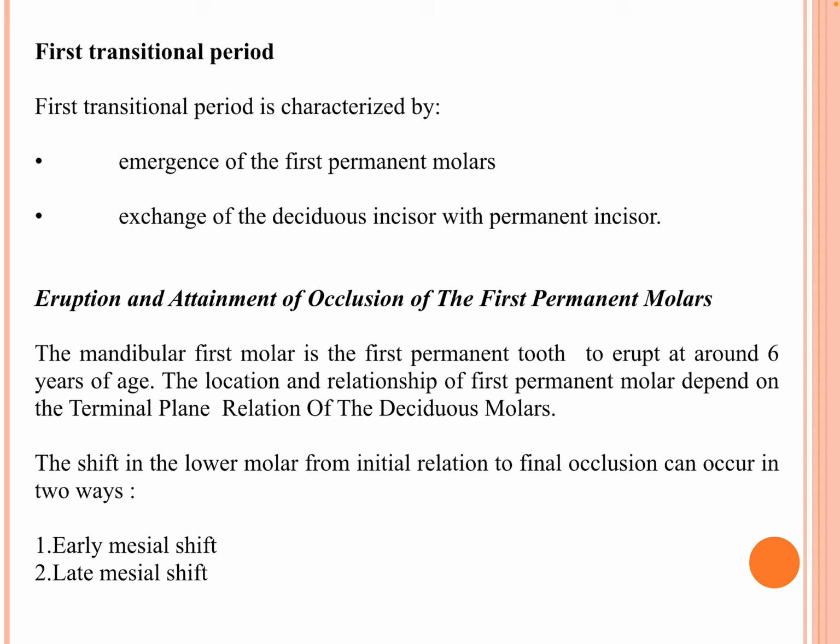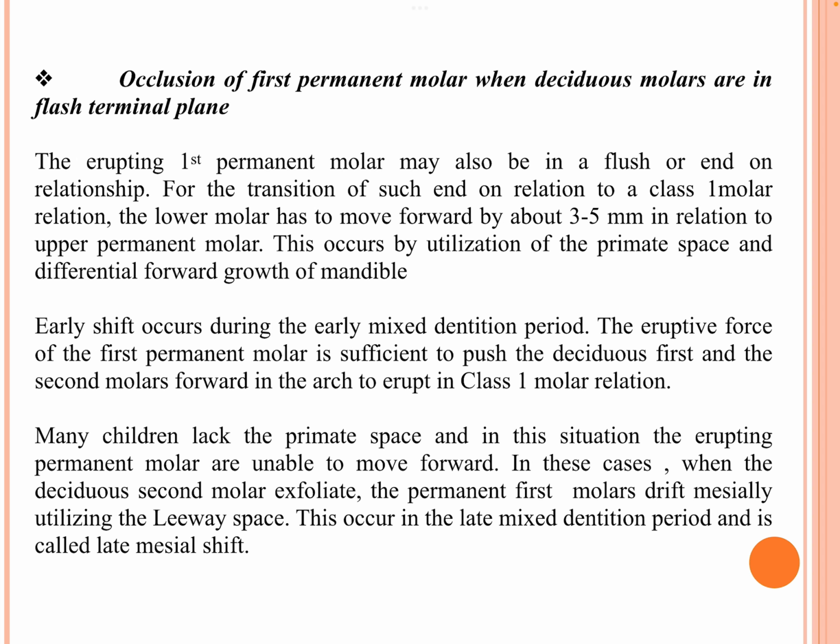The shift in lower molar from initial relation to final occlusion can be attained in 2 ways: early mesial shift or late mesial shift. Occlusion of first permanent molar when the deciduous molars are in the flush terminal relation. Erupting first molar may also be in a flush or end-on relation. For the transition of such end-on relation to a class 1 molar relation, the lower molar has to move forward by about 3 to 5 mm in relation to upper permanent molar. This occurs by utilization of the primate space and differential forward growth of mandible.